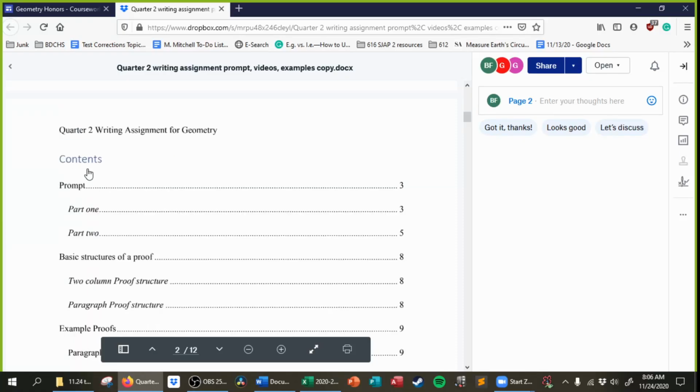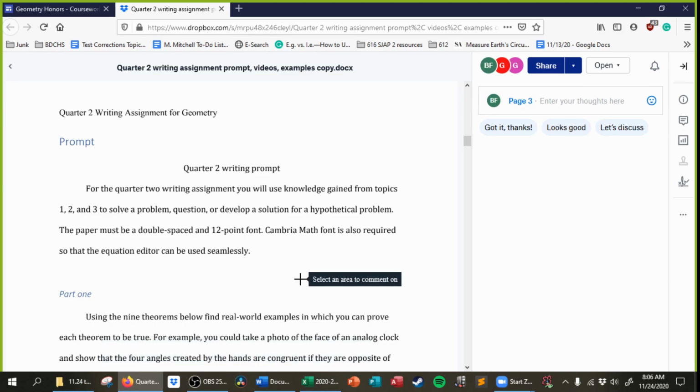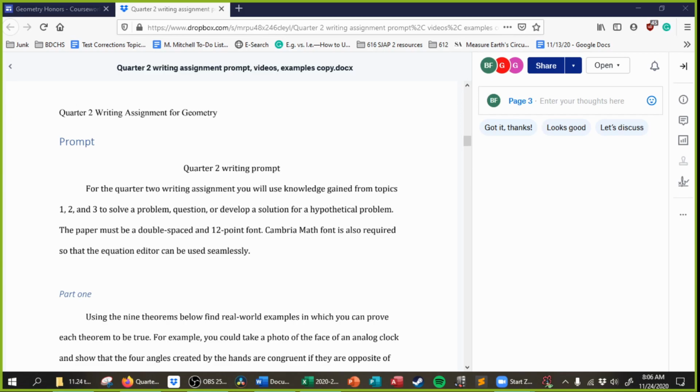So we're going to start with the prompt. You have 9 proofs to write, and this seems to be the biggest point of confusion. You have a total of 9 proofs to write. Of those 9, 3 must be 2-column, 3 must be paragraph, and then the last 3 are up to you and how you want to do them.